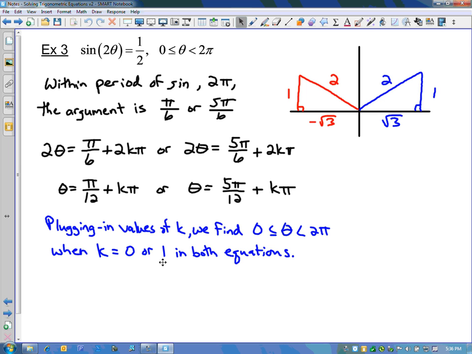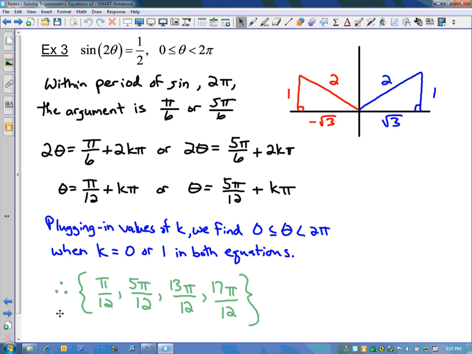Then if we plugged in 1, we would get 1 plus 1/12 would be 13/12, so 13 pi over 12. And 1 plus 5/12 would be 17/12, so it would be 17 pi over 12. Would be 2 more solutions. But then if we plugged in 2, notice how this would be 2 pi plus anything positive would put it outside of this range. It would be too large. So -1 was too small, 2 was too large, but 0 and 1 are just right.